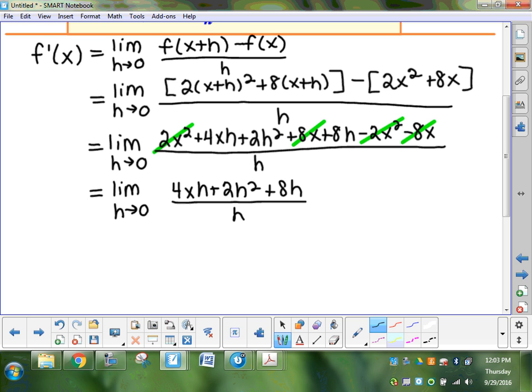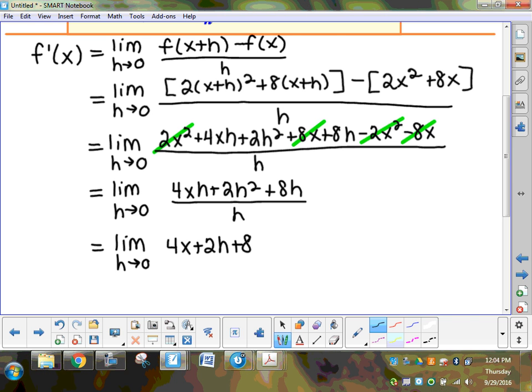Well, that seems profoundly redundant to me. Because what did I just write a heck of a lot of? What do you see, Sierra, that you just wrote a bunch of? So what would you do? So let's reduce out the h's, and what are you left with? 4x plus 2h plus 8. Can I now take my limit by direct substitution?